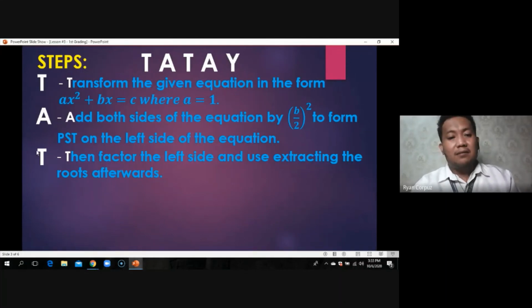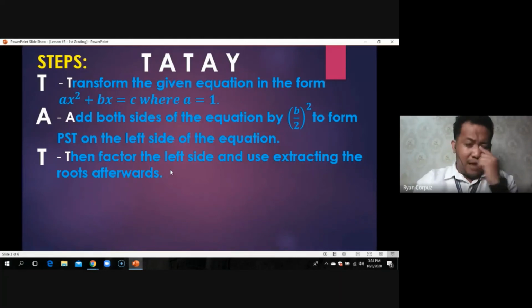Then if that will happen, we are now going to use extracting the roots afterwards. So we are now going to apply extracting the roots, just like how we solved that example when we discussed extracting the roots before. So, ganun na yung gagawin natin.